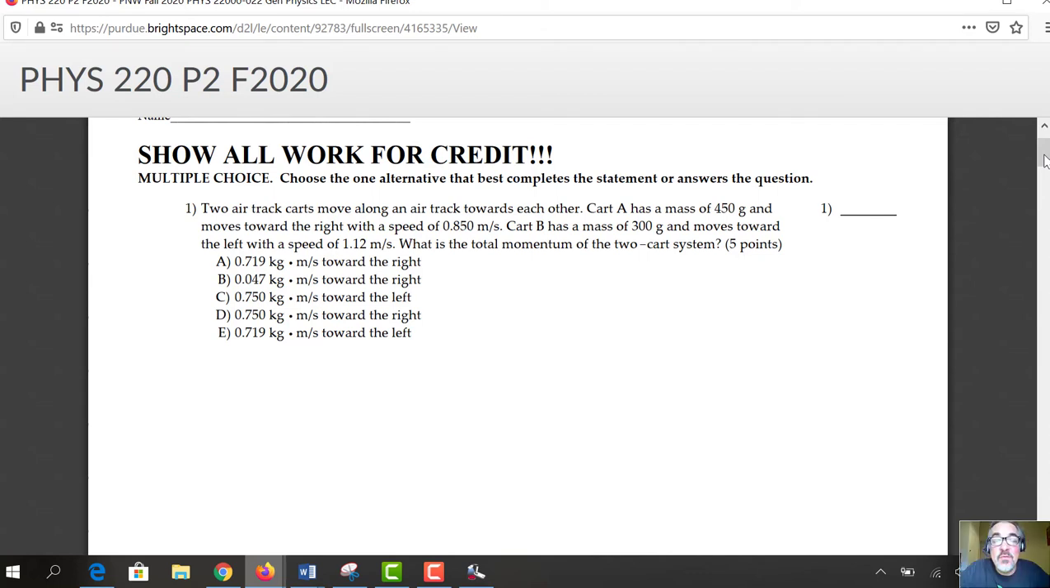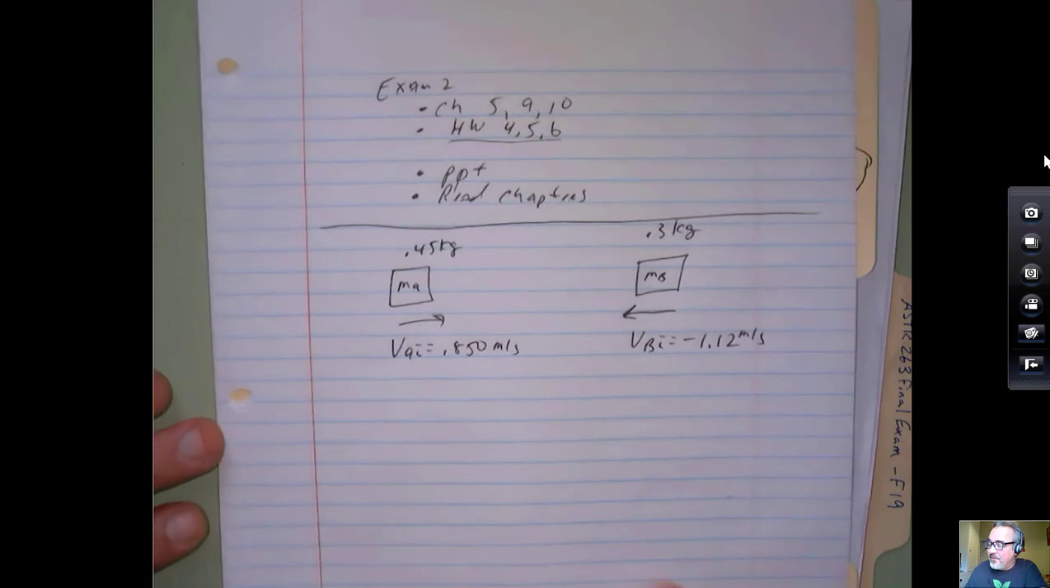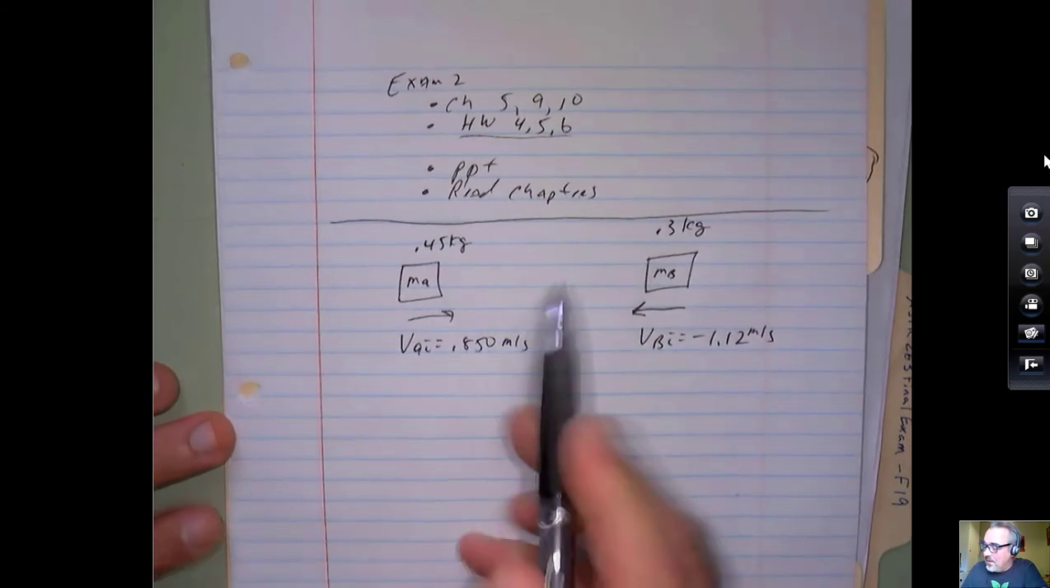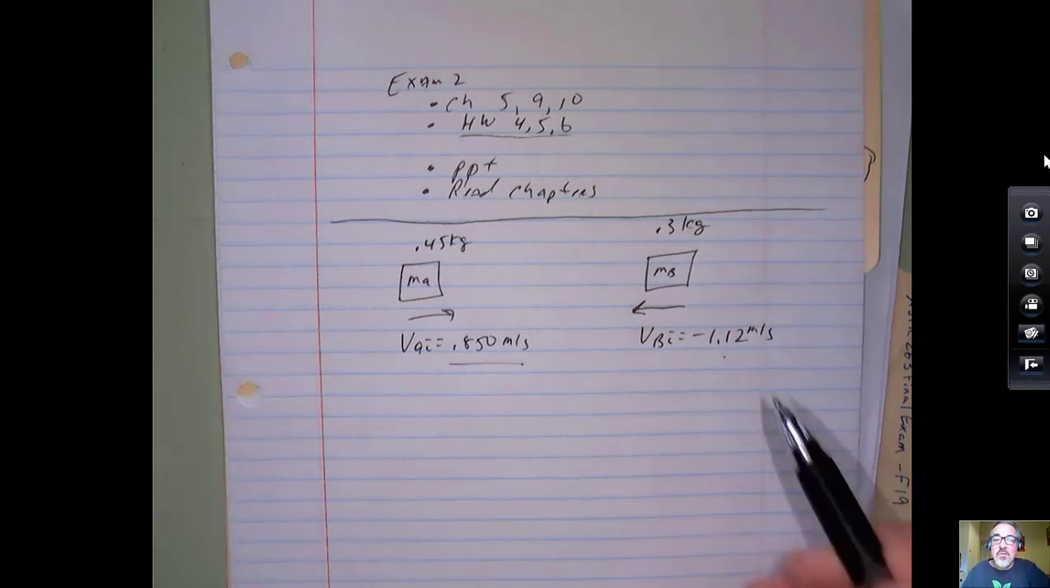What is the total momentum of the two cart system? Okay, so one cart's moving one direction, one's moving the other direction. What is the total momentum of the system? So this is a Chapter 9 question. So let's take a look at this. Okay, so here's the picture I have. Here's mass A moving to the right. Here's mass B moving to the left. We want to know the net momentum.